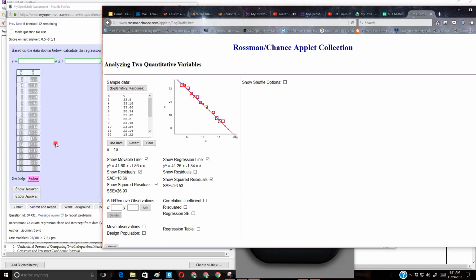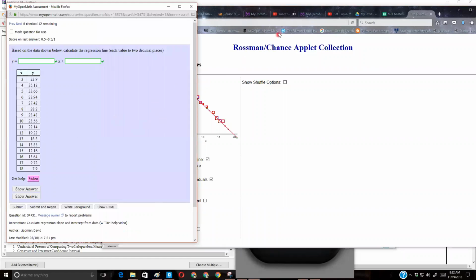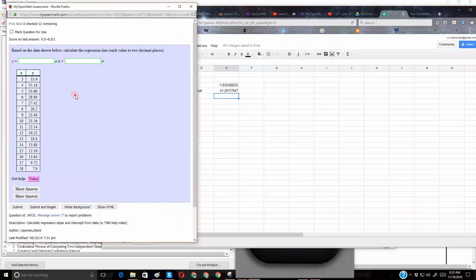Let's see if it likes my answers. I'm going to go back and use my spreadsheet answers, see if that works better. For one thing, I have it in order of slope, y-intercept. So negative 1.836. Let's see if it likes that. And this will be 41.261. Let's see if I get it right. Looks like it did it.